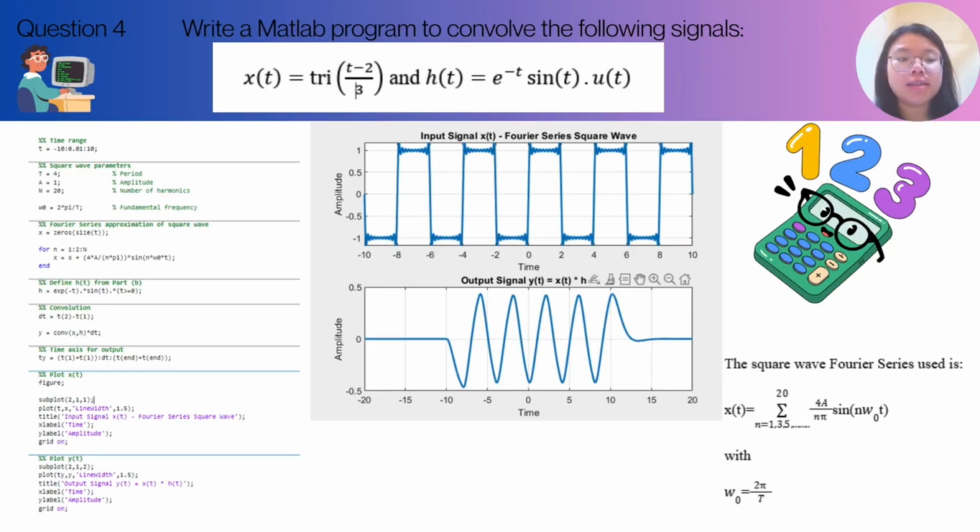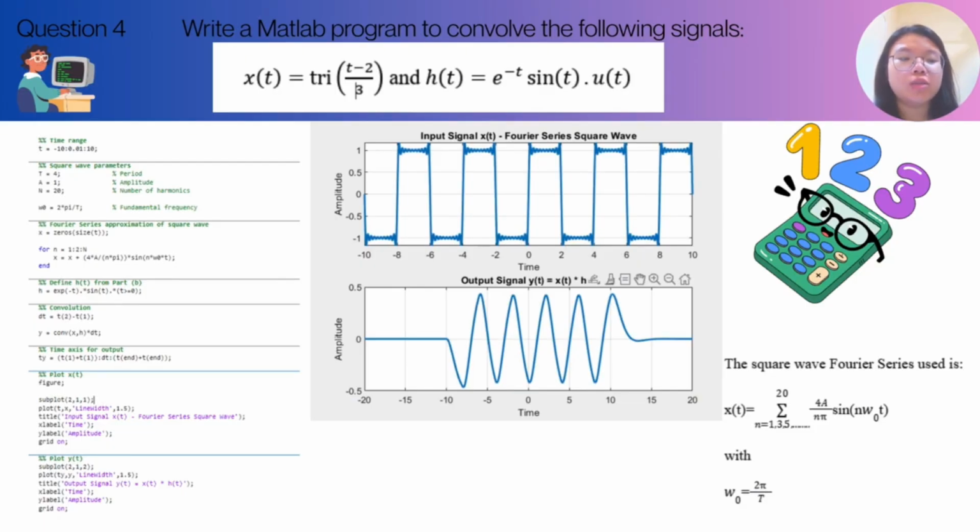The provided code contains several critical errors. It incorrectly uses 4/(π) times n times 2 instead of 4/(πn) for the Fourier coefficients. It wrongly defines h(t) as e^(-t) sin(t) omega 0 instead of multiplying by the unit step function u(t), and attempts to plot the convolution output y against the original time vector t, even though convolution increases the signal length. The correct approach, with dt equals 0.01, builds x(t) by summing odd harmonics up to n equals 31.